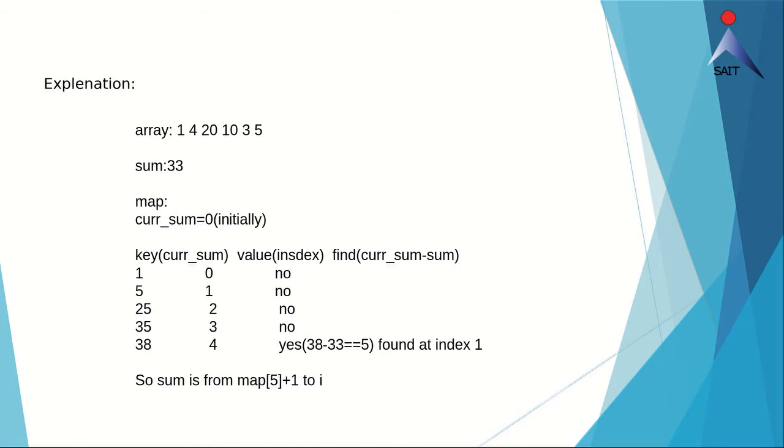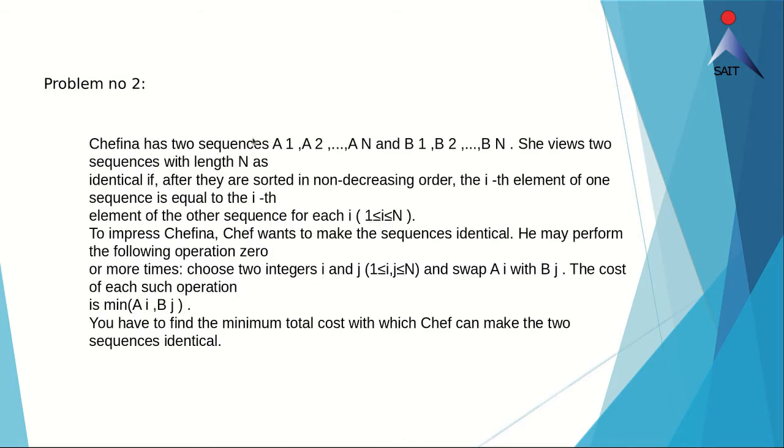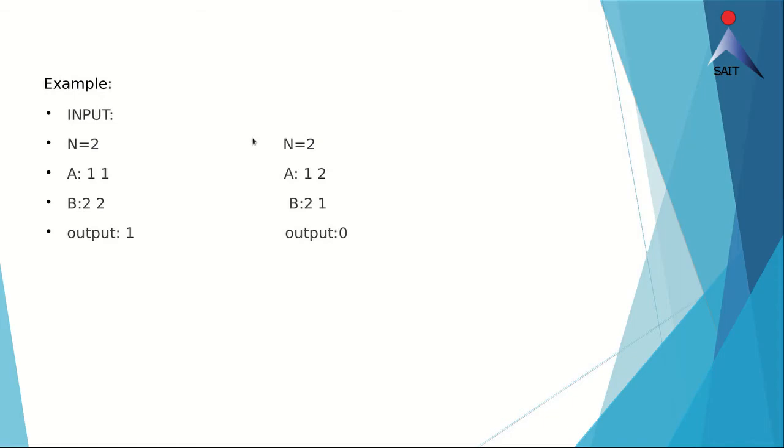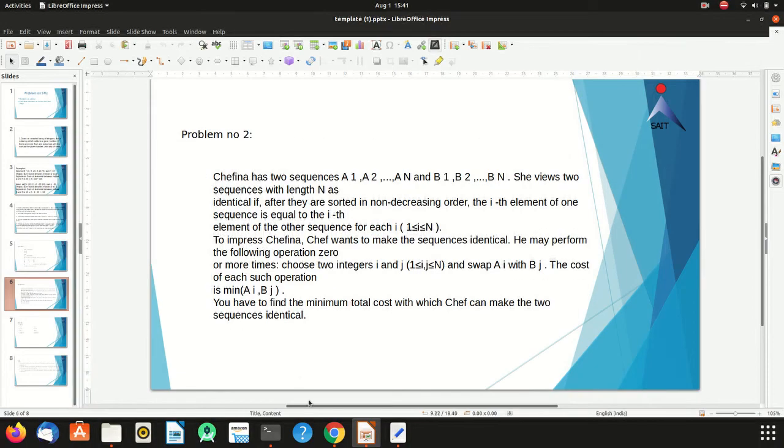Means current sum minus sum is found in the map, at index 1. So 38 minus 33 is 5, found at index 1. So the sum exists from map of 5, which is 1, plus 1, means from index position 2 to 4. Index position 2 to 4, 20 plus 10 plus 3 is 33. This is the case. So this is how we are going to solve this problem by using a simple map.